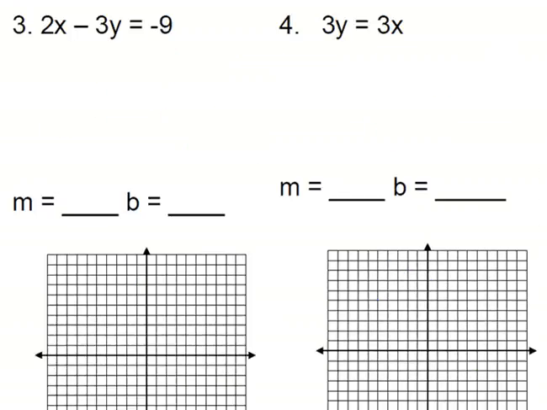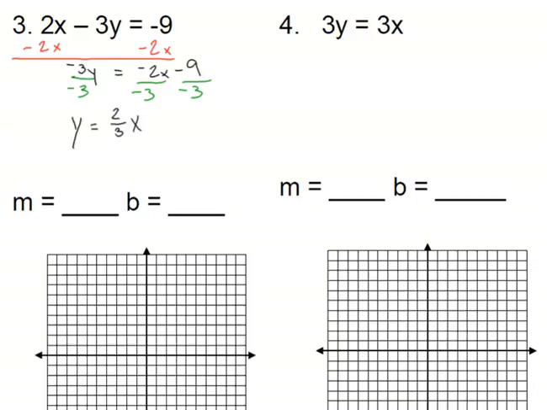Our next examples. Example number 3. This one is not in y equals mx plus b form, so my goal is to get the y by itself to start with. I have to first subtract 2x from both sides, which leaves me with negative 3y equals negative 2x minus 9. Y is still not isolated, so I need to divide every piece by negative 3. So I now have y equals a positive 2/3 x plus 3.